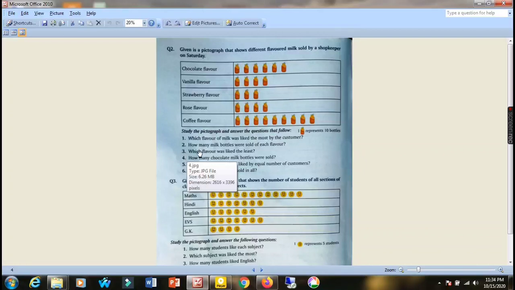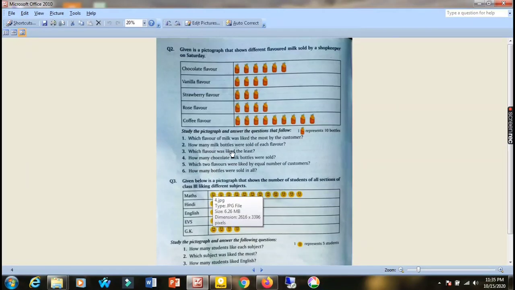How many milk bottles were sold of each flavor? The total number of milk bottles we have to find of each flavor. Let us see the solution. Chocolate flavor, 6 into 10, 60 bottles. Vanilla flavor, 4 into 10, 40 bottles. Strawberry flavor, 3 into 10, 30 bottles. Rose flavor, 4 into 10, 40 bottles. Coffee flavor, 9 into 10, 90 bottles. So in this way the bottles of different flavors are distributed, or you can say sold. Now come to question number 3.